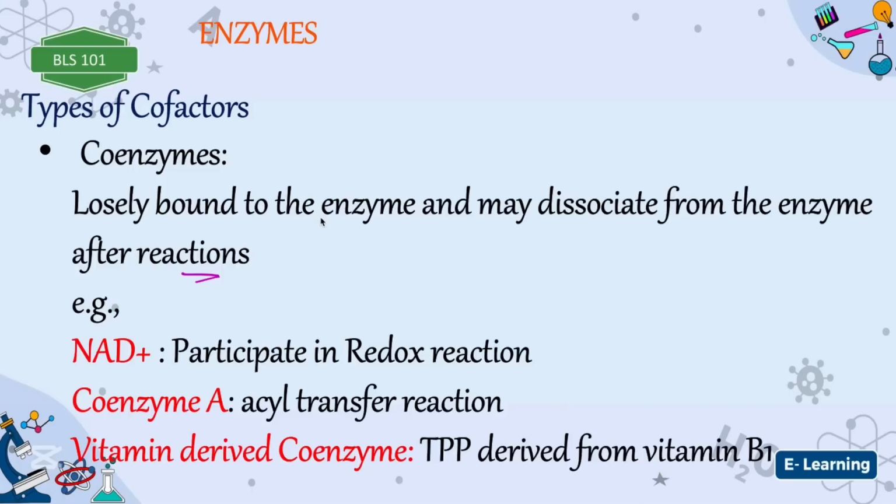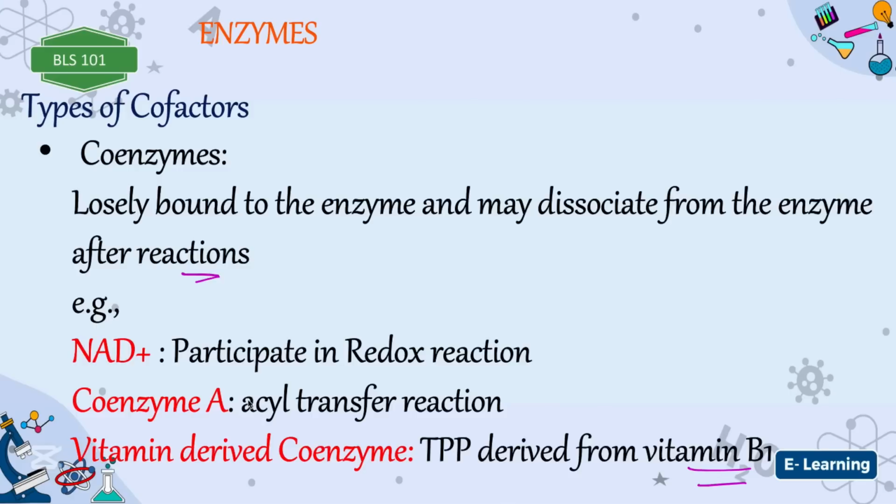So the coenzymes are loosely bound to the enzyme and may dissociate from the enzyme after reaction, e.g. NAD+. You should take note of these examples. We have NAD+, which participates in redox reactions, then coenzyme A in acyl transfer reactions, then vitamin-derived coenzymes like TPP, derived from thiamine pyrophosphate, which is derived from vitamin B1. All these are examples of coenzymes.